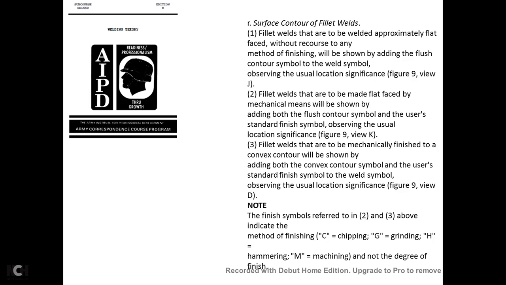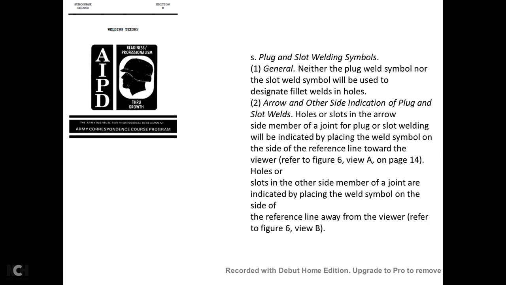3. The fillet welds that are to be made mechanically to be convex will be shown by adding both the convex contour symbol and the user standard finish symbol, both on the welding symbol observing the usual location. Note: the finish symbols referred to in 2 and 3 above indicate the method of finishing: C, chipping; G, grinding; H, hammering; M, machining; and not the degree of finish.